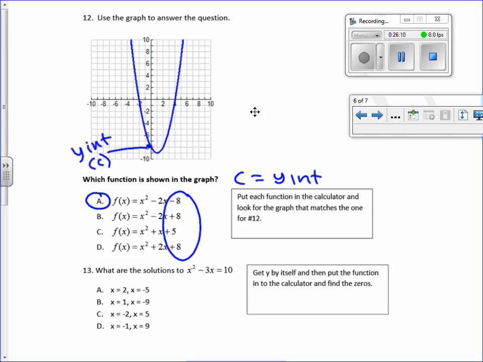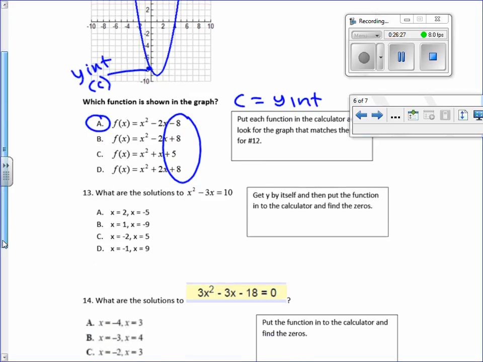Any questions about that? Does everybody see that? Does it make sense? Is that one hard or easy? That one should be an easy one. Easy peasy lemon squeezy.